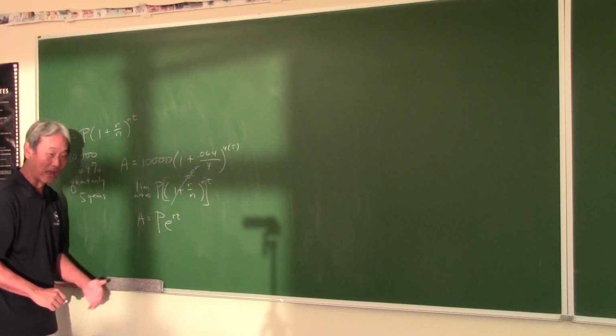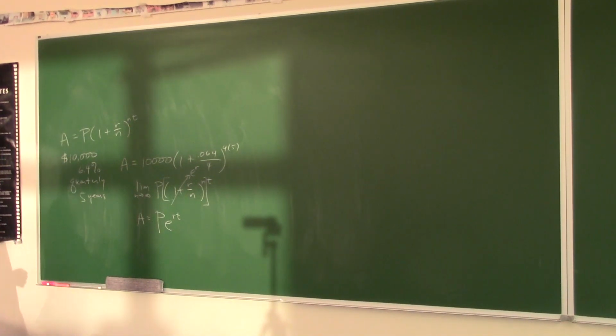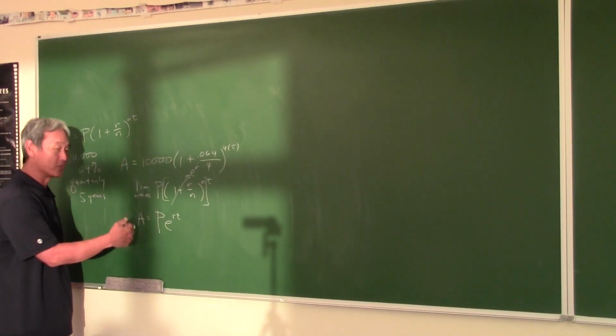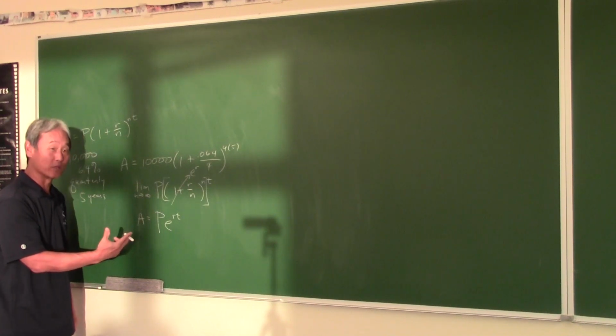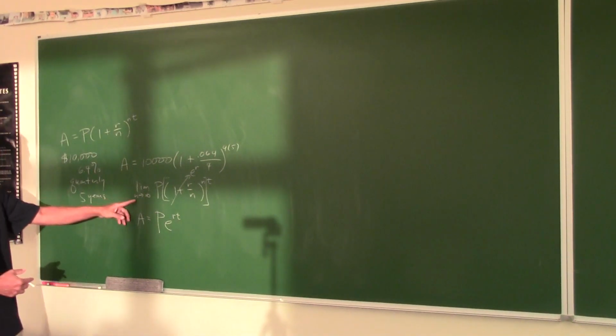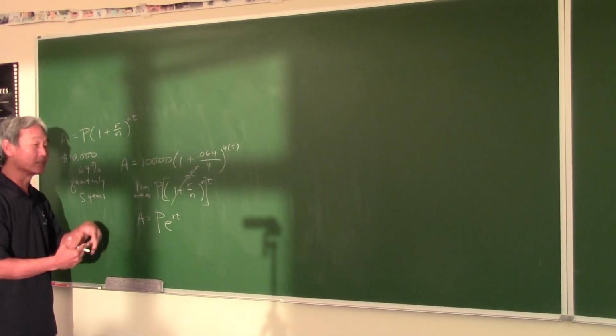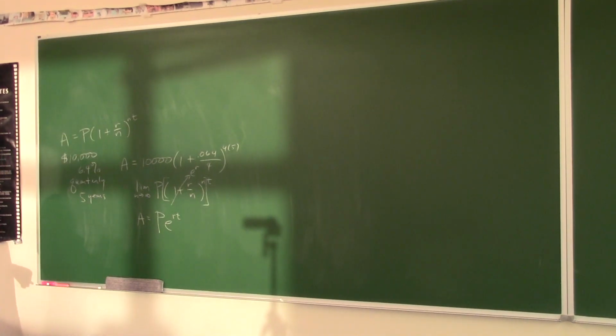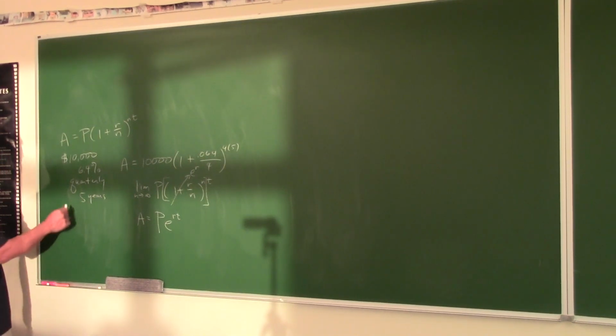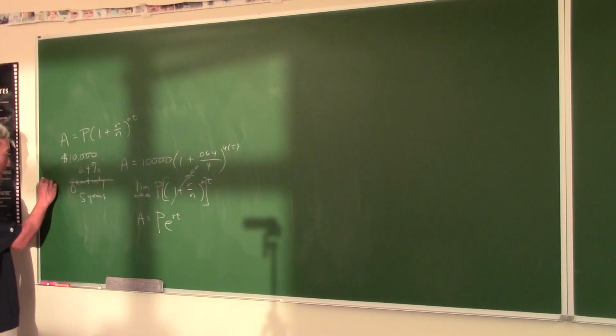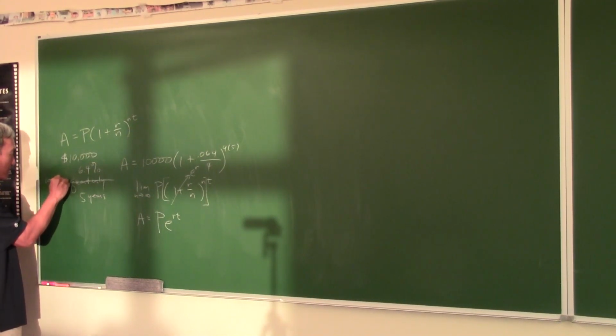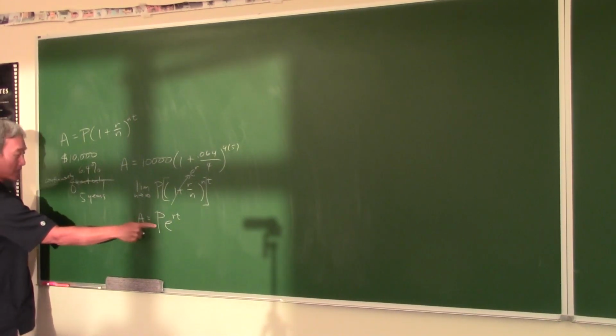Hey, we learned that last year. That's the compounding interest formula, except interest is compounded what we call continuously. That means the number of times we compound interest is approaching infinity. So if you're going to compound interest continuously, let's cross out this quarterly and put the word continuously there. Then we use this formula.